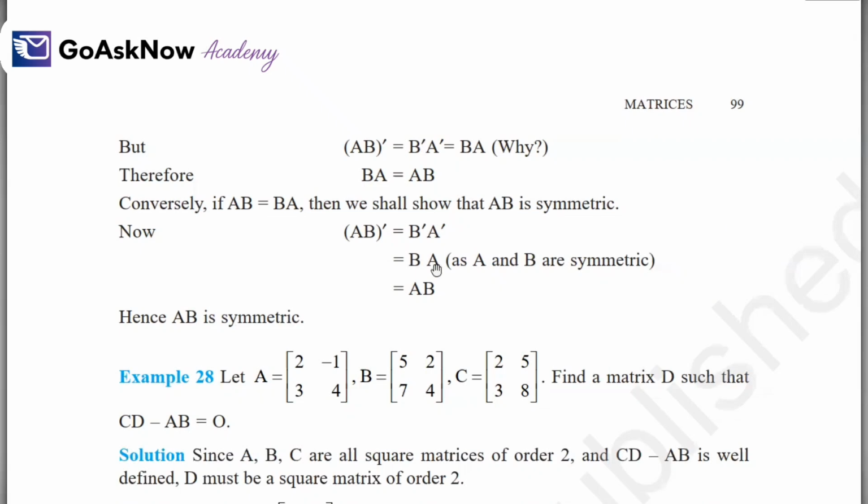I hope you got this question also. Let's see the next question.